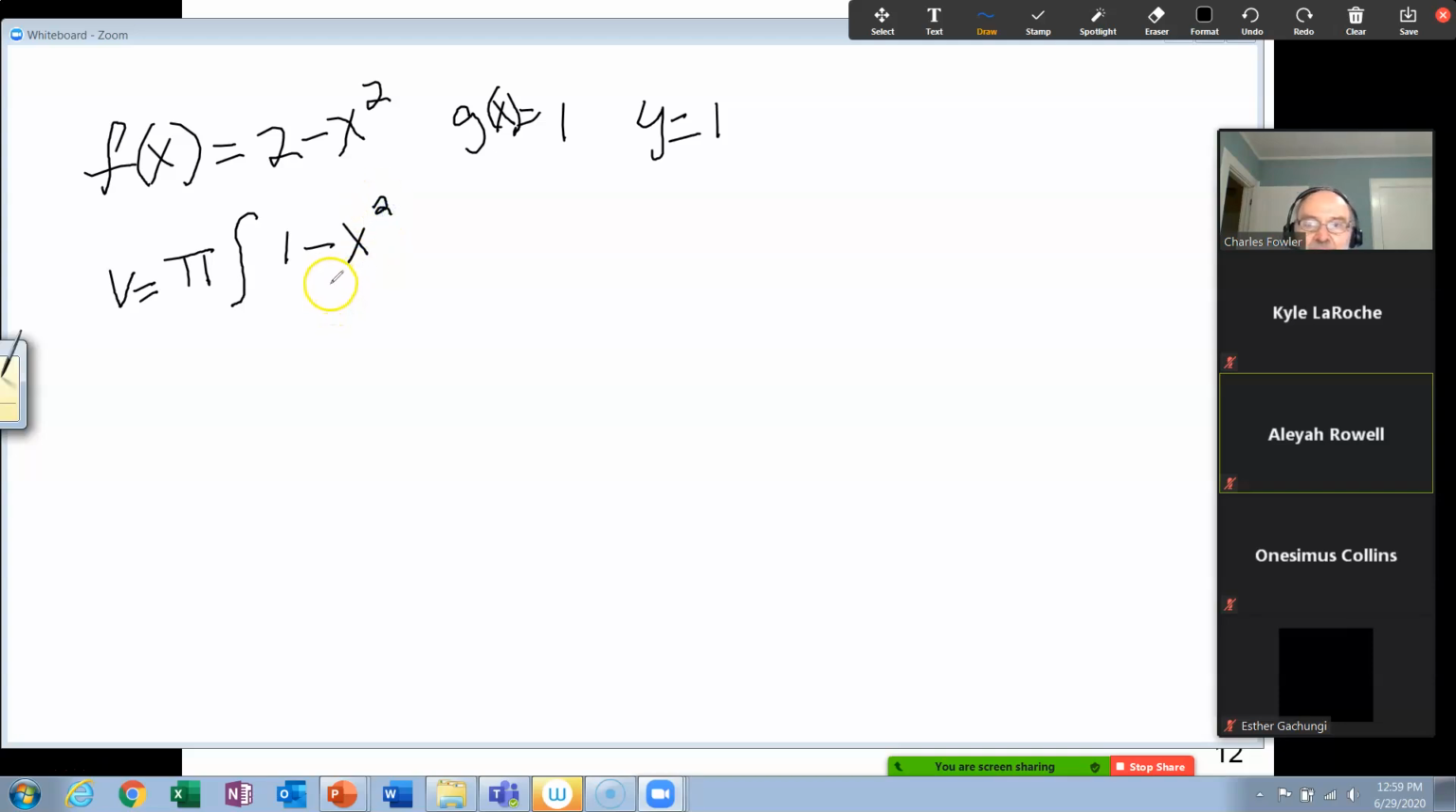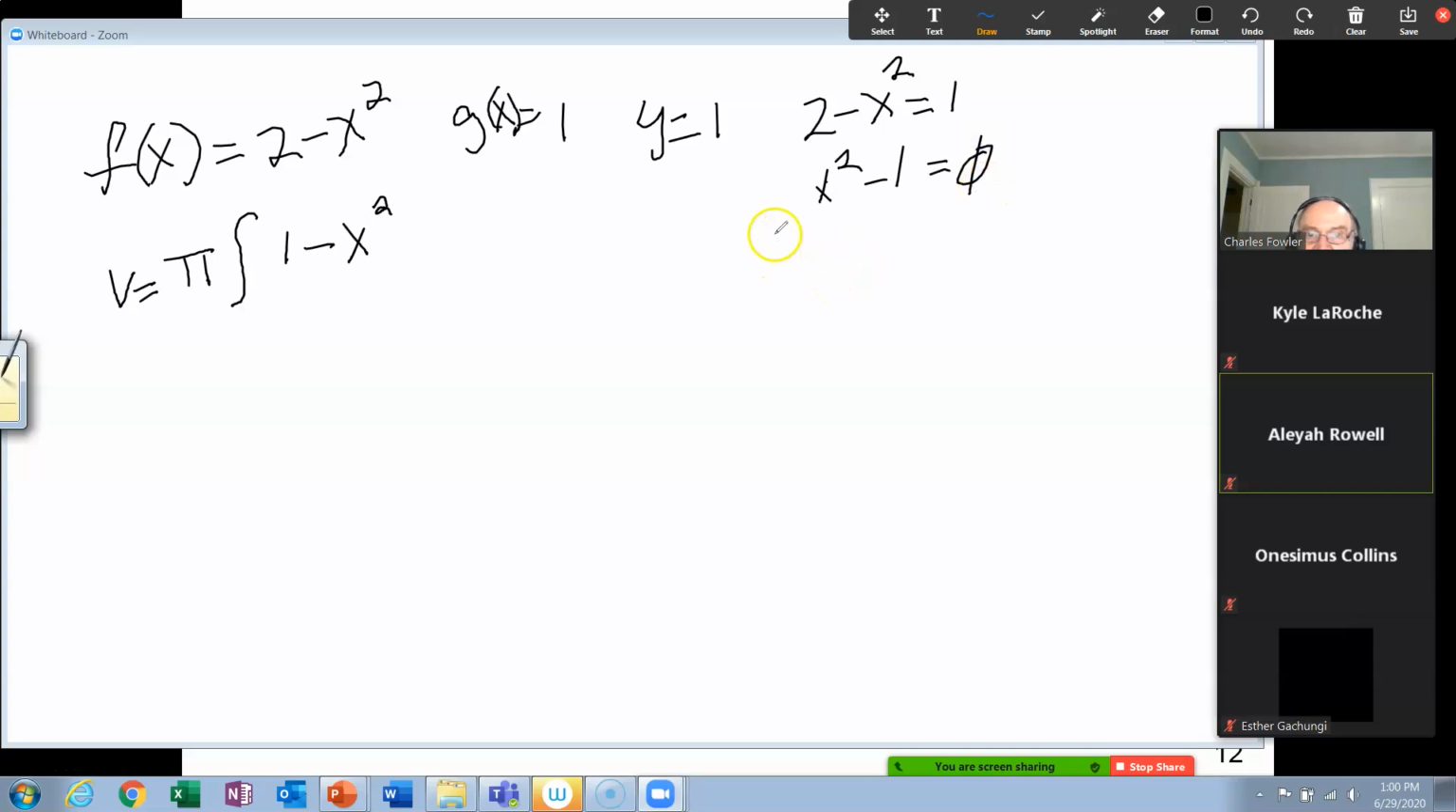Now, we didn't do anything to figure the limits of integration. So basically we set this equal to that. Let's go over here and do that. 2 minus x squared is equal to 1. I'm going to move the x squared to the other side and make it x squared, and then subtract 2 from both sides as well, and that will be a minus 1, equal to 0.